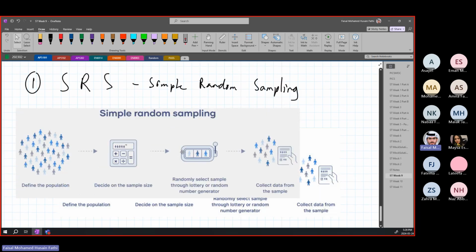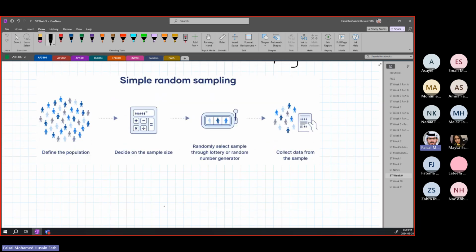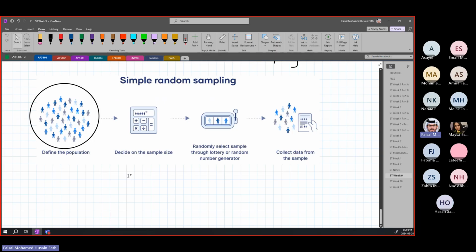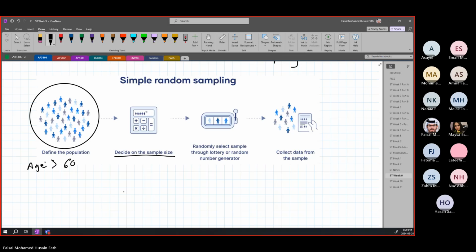What does that mean? This means that you have a population defined here, all right? You select which population you want. For example, let's say the old people in Bahrain, the people of age 60 and above in Bahrain, that is your total population. You will have to decide a sample size, right? So here, people over the age of 60 in Bahrain.